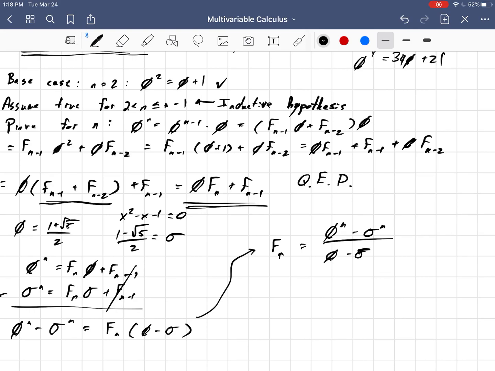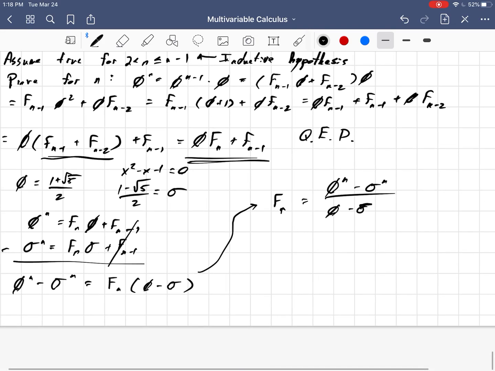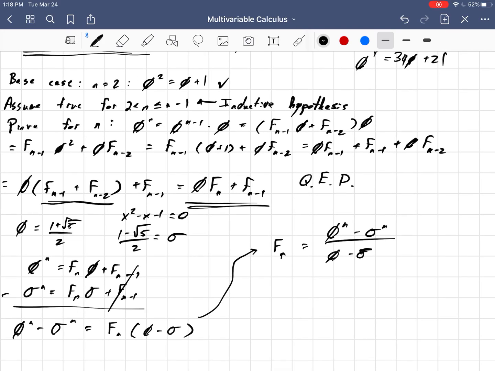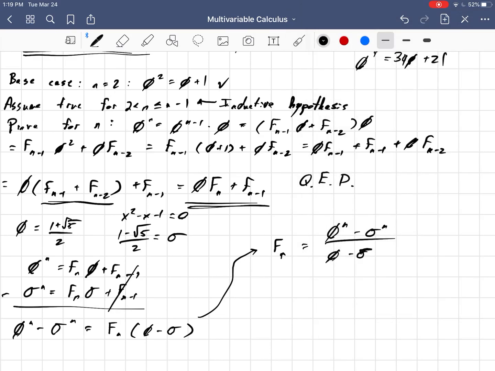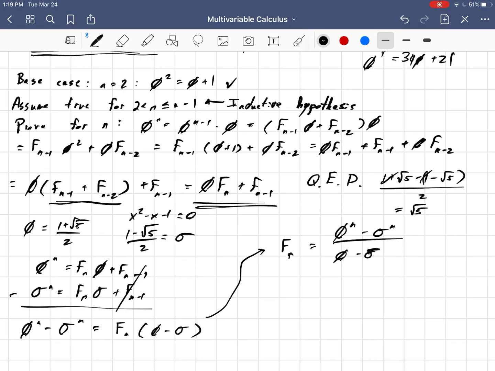And you might be thinking, well, what the heck? It looks like all variables. Well, no, those are all numbers in there, except for the n. Phi is a number, 1 plus square root 5 over 2. Sigma is a number, 1 minus square root 5 over 2. They're all numbers in there. So maybe you want to replace what phi and sigma are. You might want to note that phi minus sigma is 1 plus square root 5 minus 1 minus square root 5, over 2, which is, the 1's cancel, and then we have 2 square root 5 over 2, so just square root 5. So phi minus sigma is just square root 5.